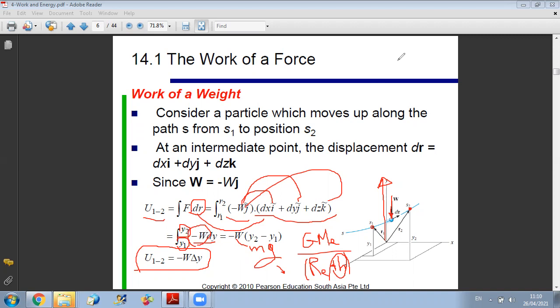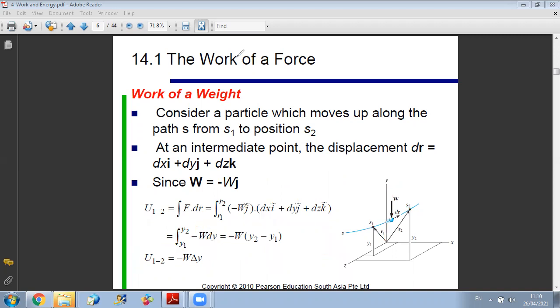Now, as you can see in this formula, you should pay attention to the convention. The work is given by minus w delta y in case your positive y axis is upward. While if you consider, for example, that the y axis is downward, then what will be the expression of the work of the weight?